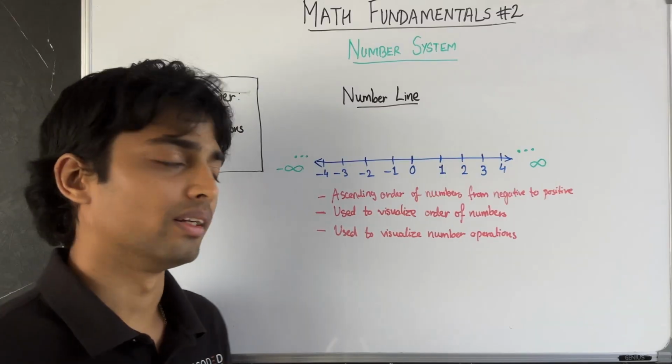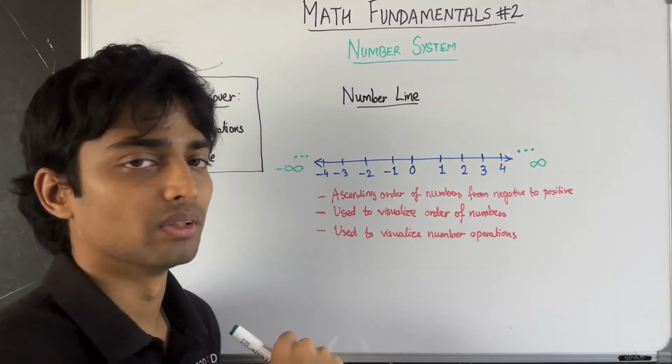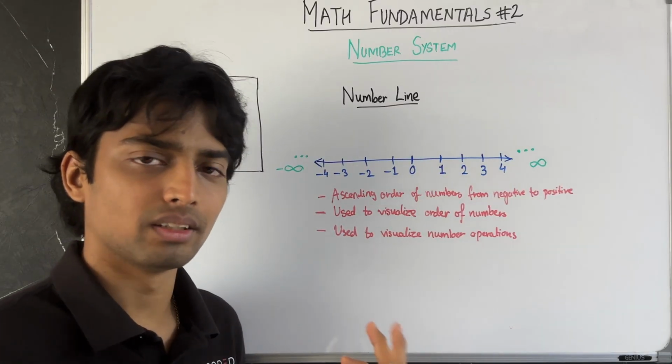Why do we need number line? We need number line to visualize the order of the numbers. So this is the order of the numbers. And also to visualize the number operations like addition, subtraction and all.